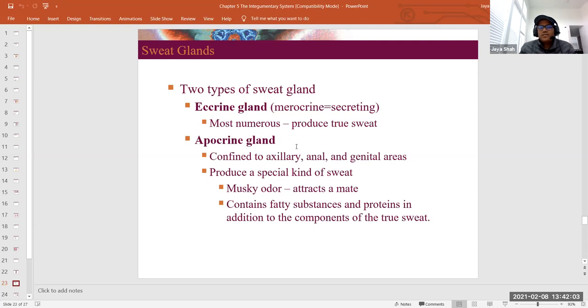And that sweat from apocrine sweat glands in animals particularly has a musky odor, and that attracts the mate in animals. Okay, that's how it is used. And the smell is different from the eccrine sweat only because it has fat and fatty acid, which is broken down after the sweat is released in the skin by bacteria in your skin.